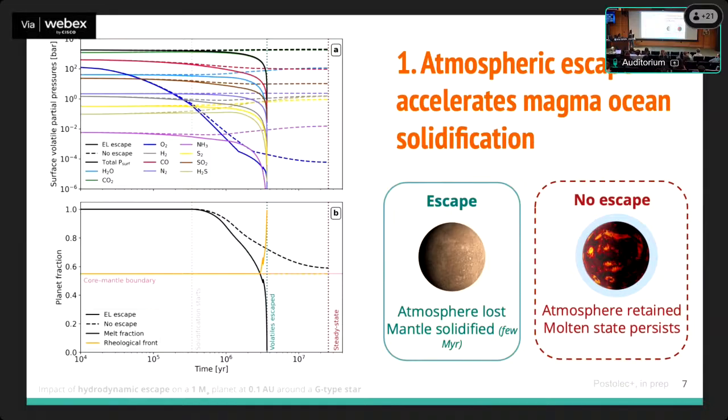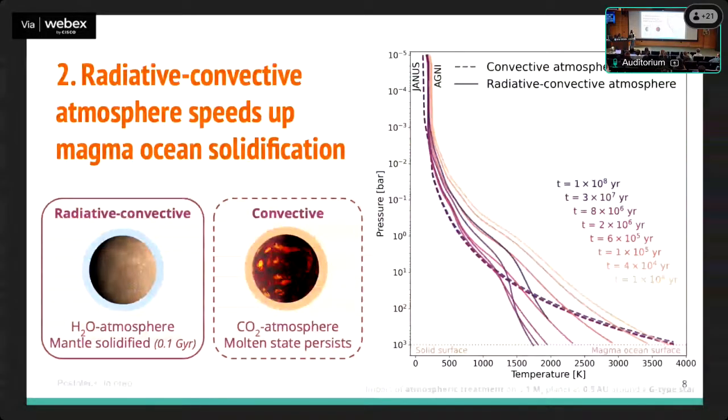And then I was thinking of investigating the impact of different treatments of the atmosphere, and that's what I'm showing here. Here you have a PT profile of the same simulation with different atmospheric treatments. I use either a convective atmosphere, which you can see with the dashed line, or a radiative-convective atmosphere, which corresponds to the solid lines.